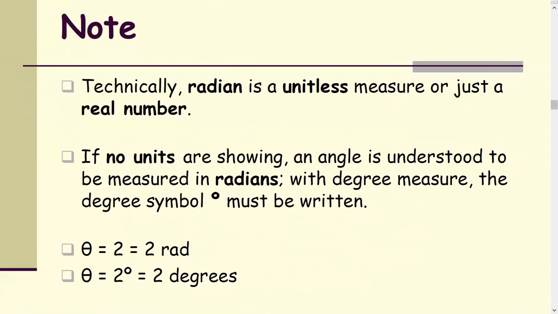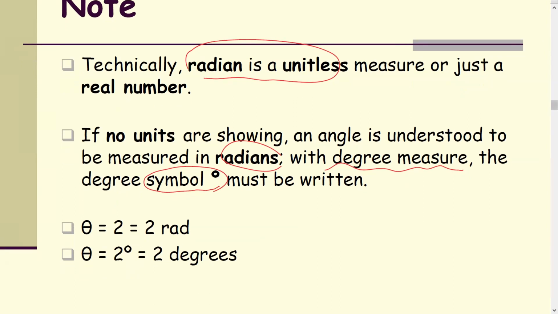Note that radian is a unitless measure, or just a real number. If no units are showing, an angle is understood to be measured in radians. With degree mode, the measure has the degree symbol, the superscript empty circle shown on the expression. For example, if theta equals 2, that means 2 radians. If you see theta equals 2 with the empty circle on the upper right, that means the unit is in degrees.